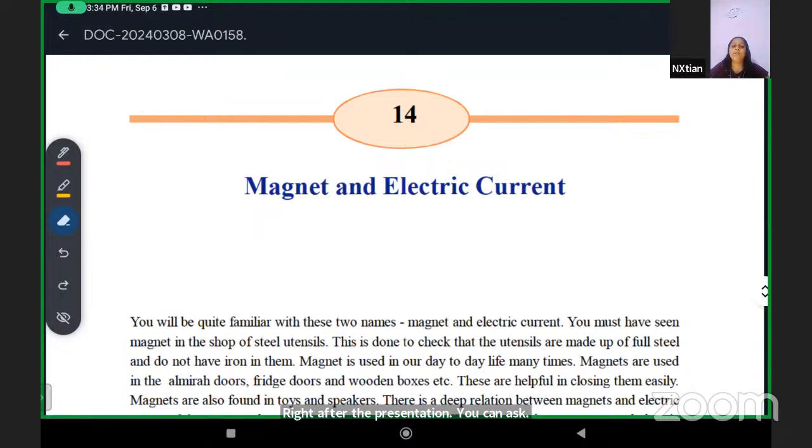If in the middle also you want to ask, you can ask, but after the presentation is done. So, do we have to fill the entire time that we are given? What is the minimum and maximum time we can take?